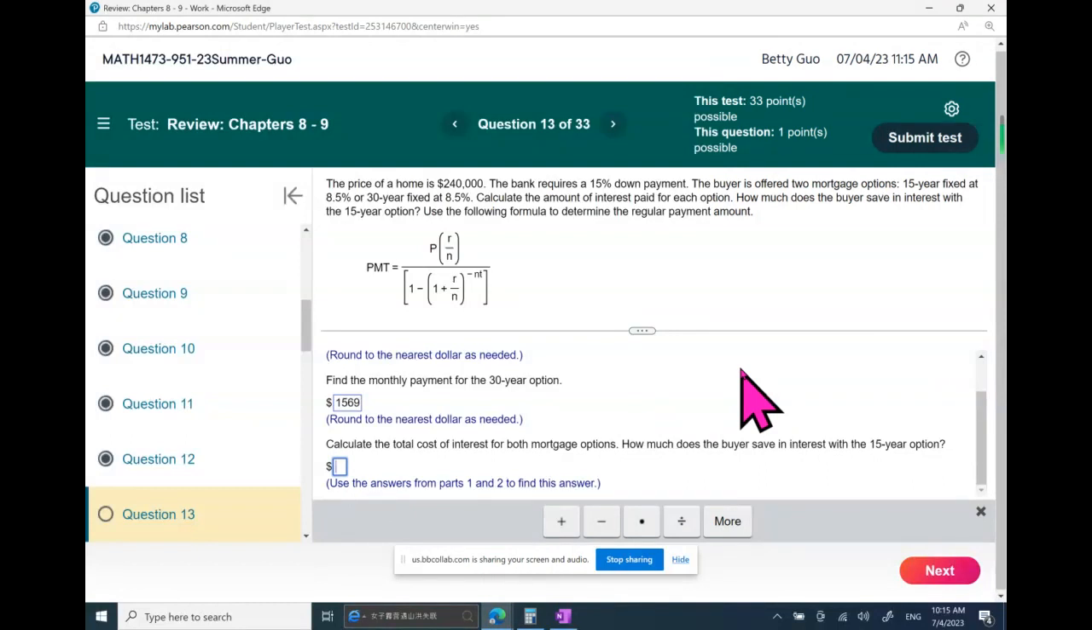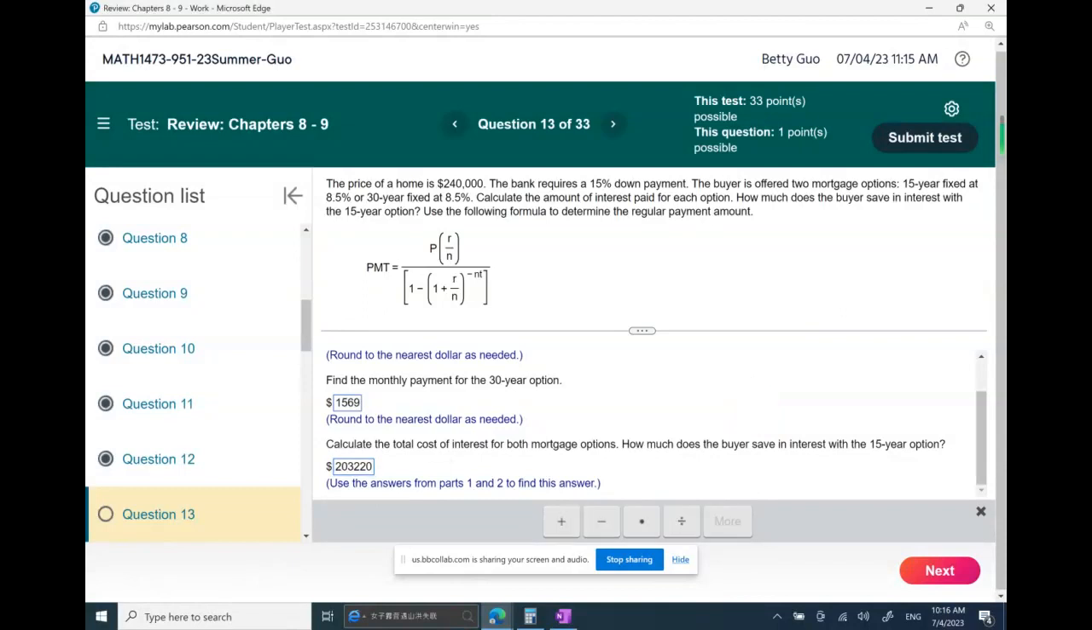Use the answers from part 1 and part 2 and this answer. So you end up with paying 203,220. Not much more money. Calculate the cost of interest for both. How much does the buyer save in interest with the 15-year option?